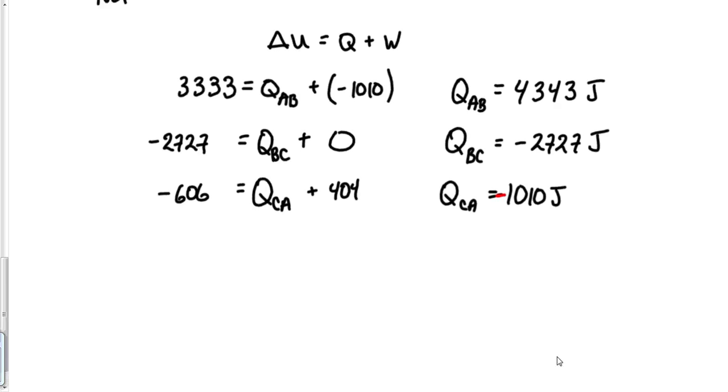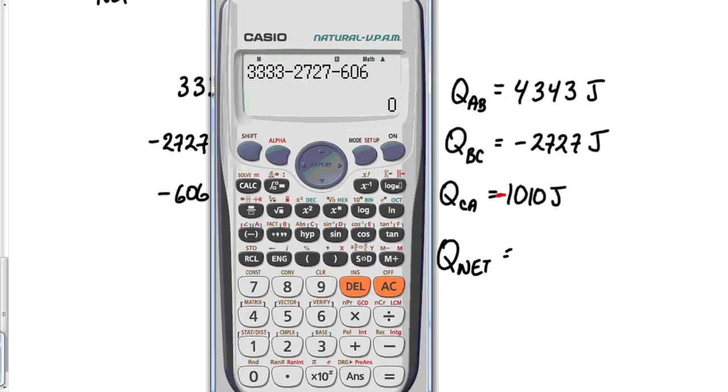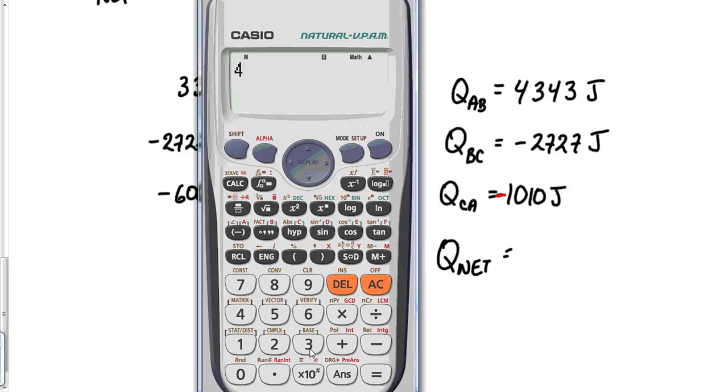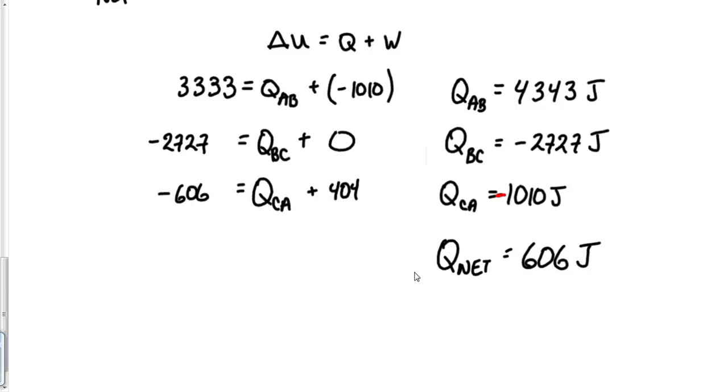So now let's do this. What would Q net be? Well, I could just go through and do this since I've got all my Q's laid out. 43 minus 27 minus 1,010 equals Q net is positive 606. You don't know how else I could have found my Q net?